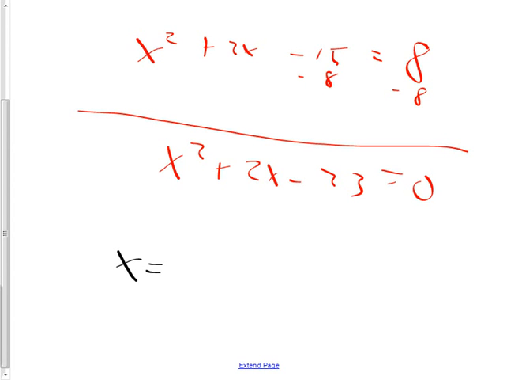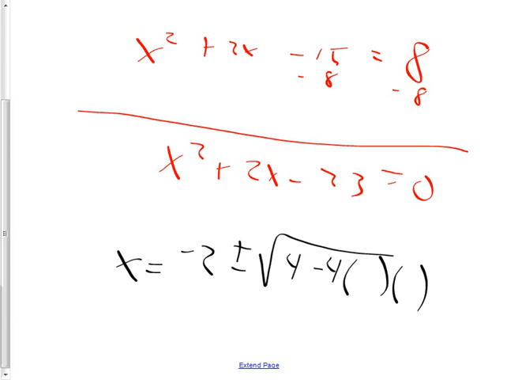X equals negative b, so opposite b, opposite 2, plus or minus the square root of b squared, which is 4, minus 4, and then a and c I like to put in these, except a is really just 1, and c is negative 23. That's where the hardest part is, right there, all over 2a, and the 2a would just be 2. And there we go. So now, there's my answer.